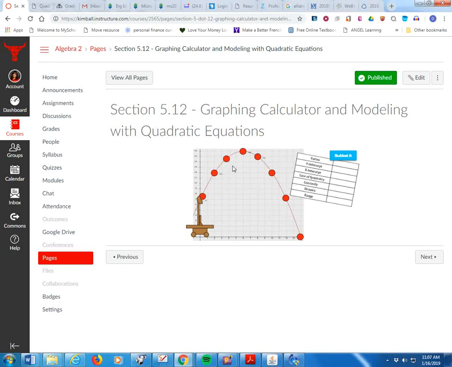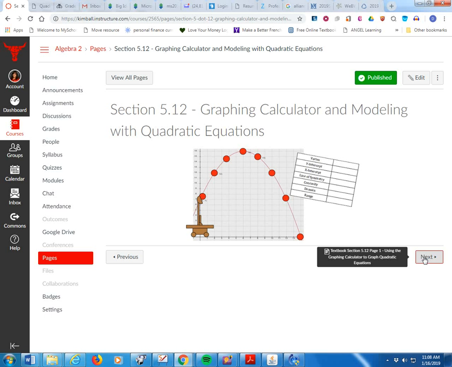Okay. So we're going to go to Section 5.12, which really is nothing new, but it's going to be something where we can learn how to find some of these points that we've been looking for on the calculator, and also how to model real-life applications with quadratics.